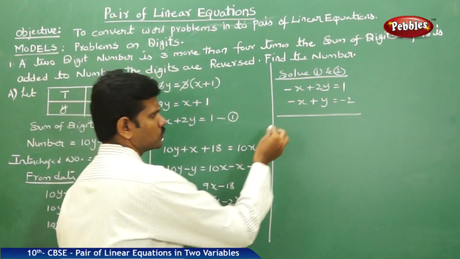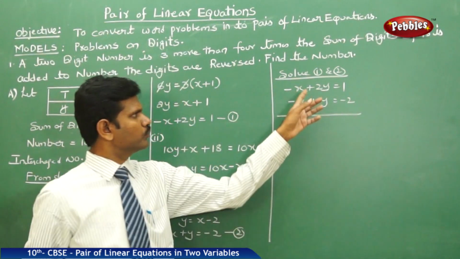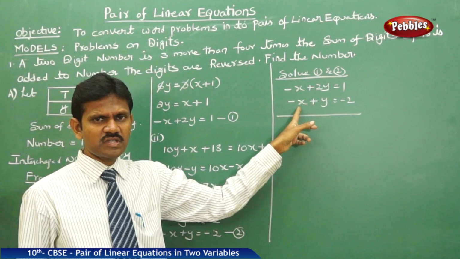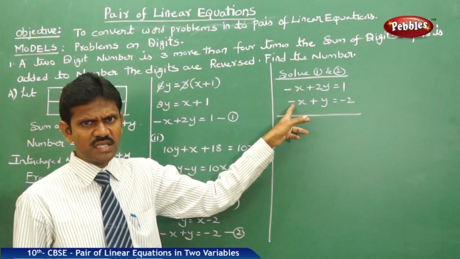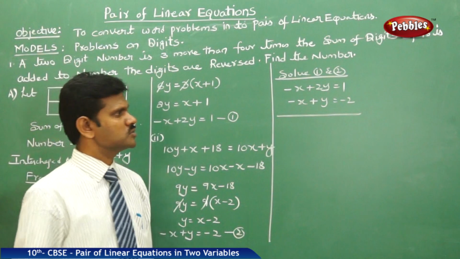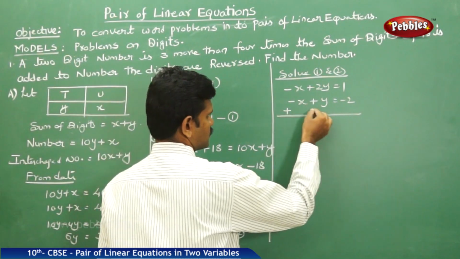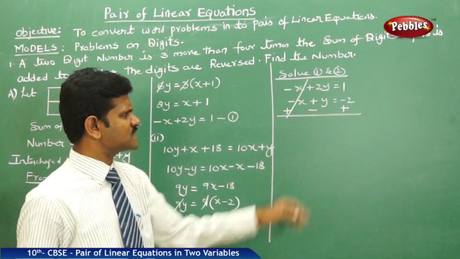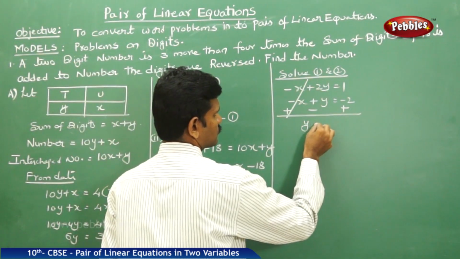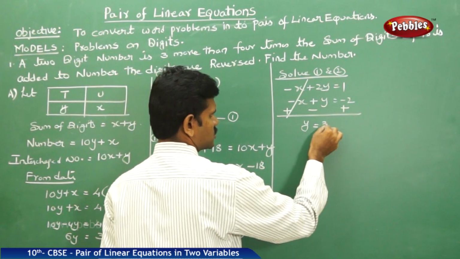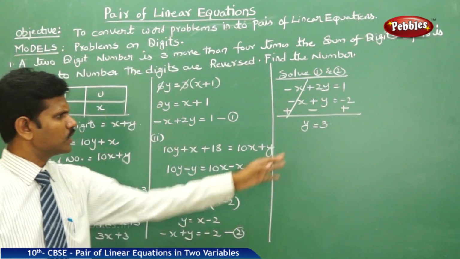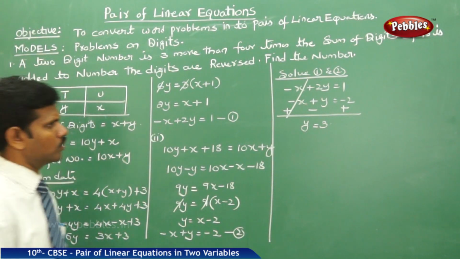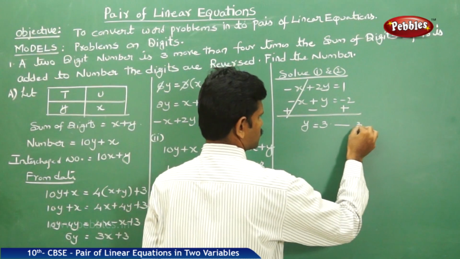Then what you have to do? See, the coefficients of x in both the equations are the same. In such case, I am unable to eliminate. Then change the signs, that is plus, minus, plus. 2y minus y, that is y. 1 plus 2, that is 3. What is y? That is the tens place. Now, this is equation 3.